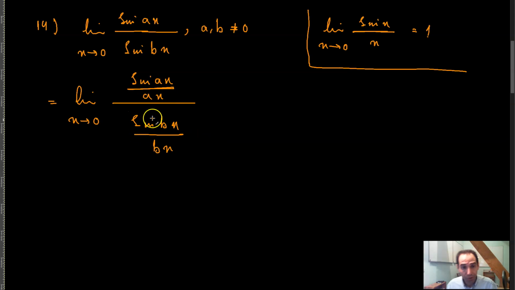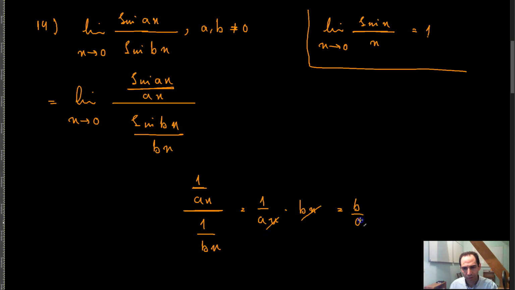the whole fraction by 1 over ax over 1 over bx, which is the same thing as 1 over ax times bx. So that would be b divided by a, meaning that I have multiplied this whole fraction by b divided by a. So if I multiply this by a divided by b, then a divided by b times b divided by a would be equal to 1, and so nothing has changed in the whole fraction.